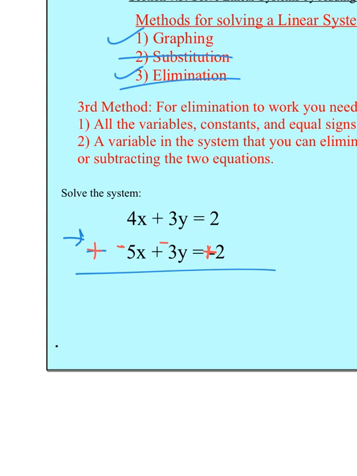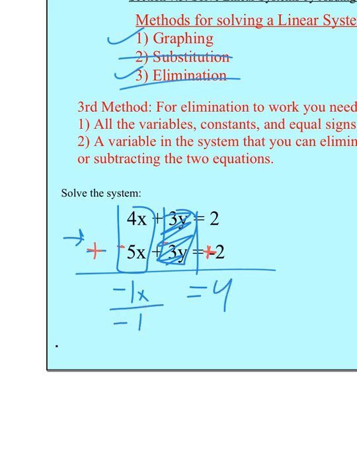Okay? Now I'm adding 4x plus negative 5x. Well, that gives me negative 1x. 3y and negative 3y, when I'm adding those two together, they cancel, which is what I wanted, to eliminate. There's my equal sign. And now I've got 2 plus 2, which gives me 4. Okay? My last part of this first equation, I'm going to divide both sides by negative 1, so I can get x equals negative 4.